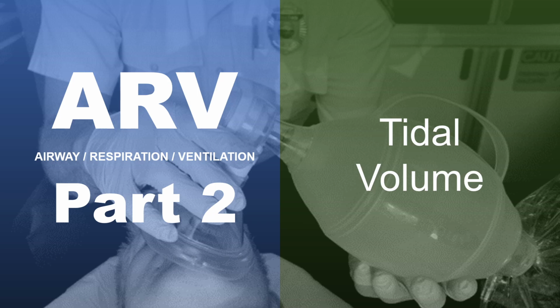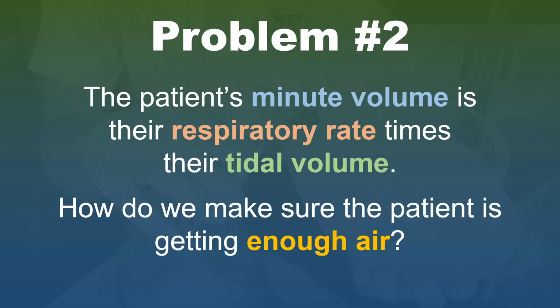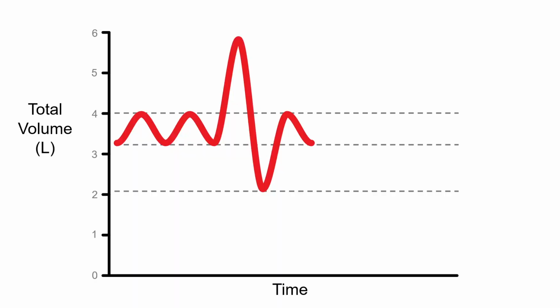This 4-part series of short continuing education topics will cover the airway, respiration, and ventilation portion of the National Continuing Competency Program topics. So let's get started with our second problem. We know that we can calculate the amount of air that a patient breathes in a minute by multiplying their respiratory rate by how much air they breathe with each respiration. But how do we determine if the amount of air they're getting is actually enough?